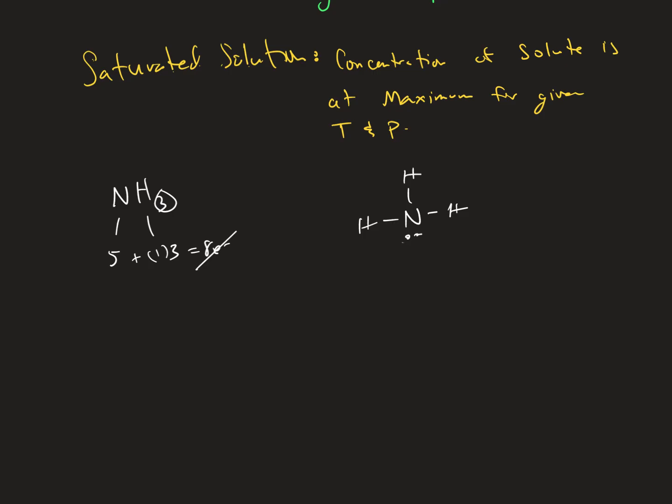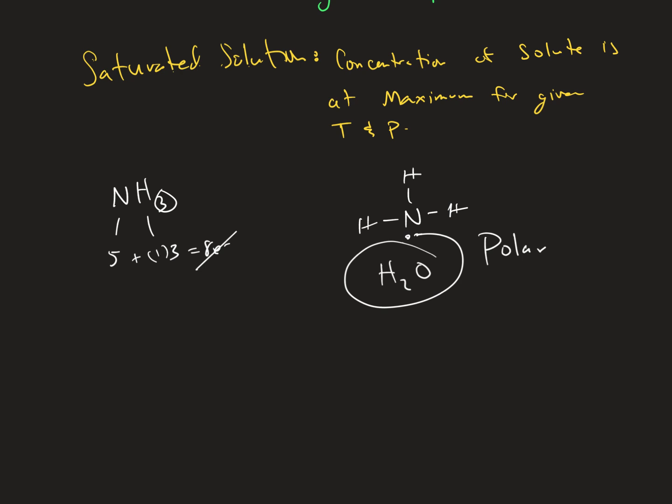Can we stop there, guys? Why can we? Because there's a lone pair. That's going to make it not symmetrical. So it is what? Polar. Therefore, it's going to dissolve in H2O. Good?